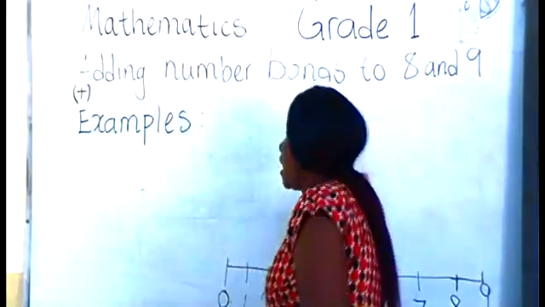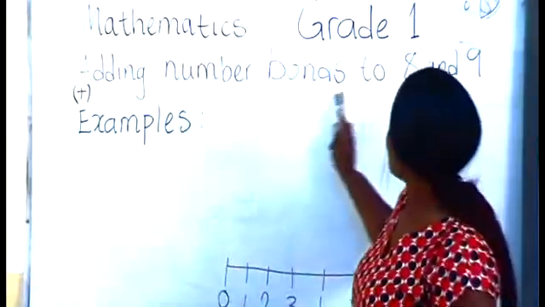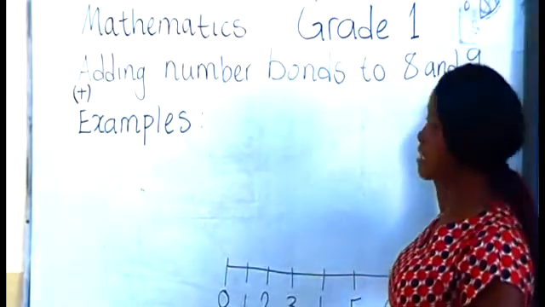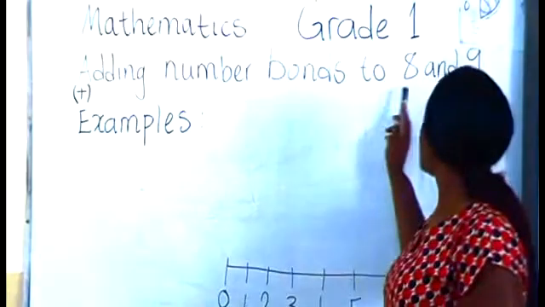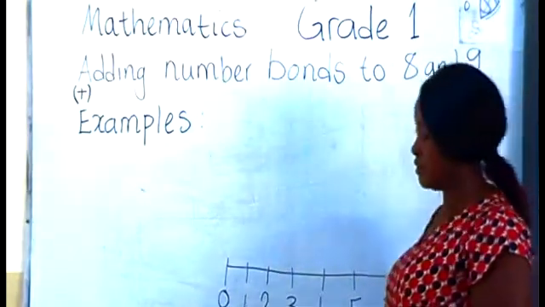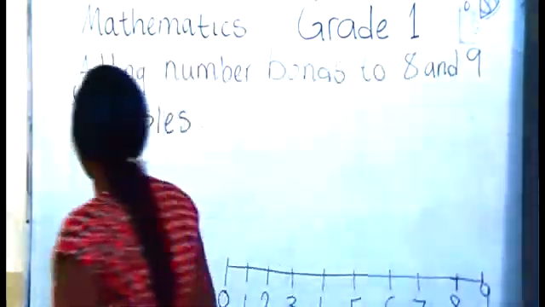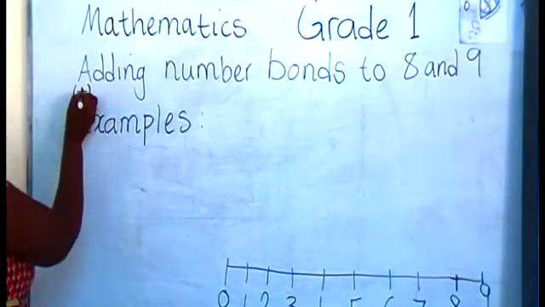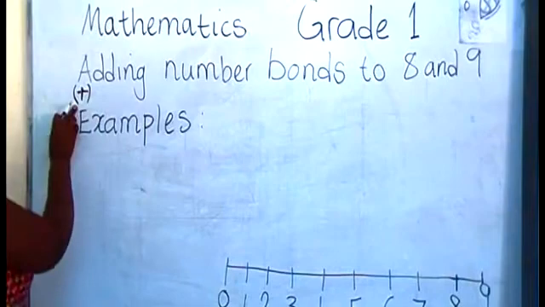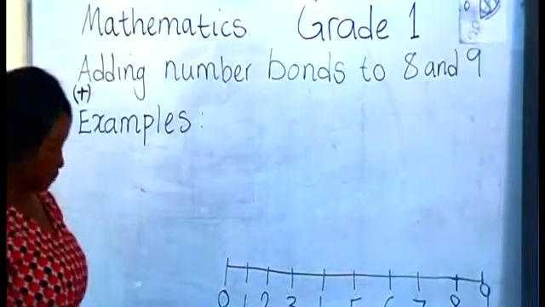Today we are going to add the number bonds to 8 and 9. Adding number bonds to 8 and 9. This is the sign for addition. I've written it here.